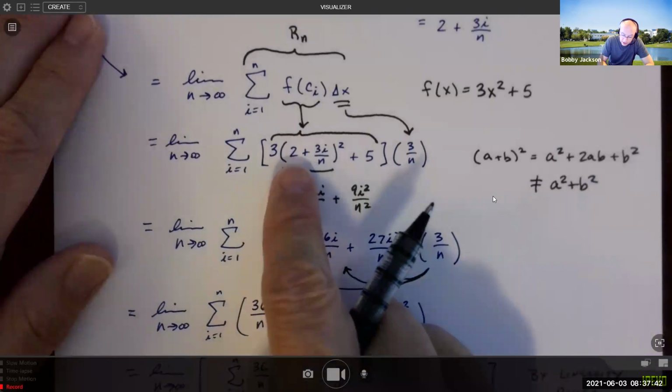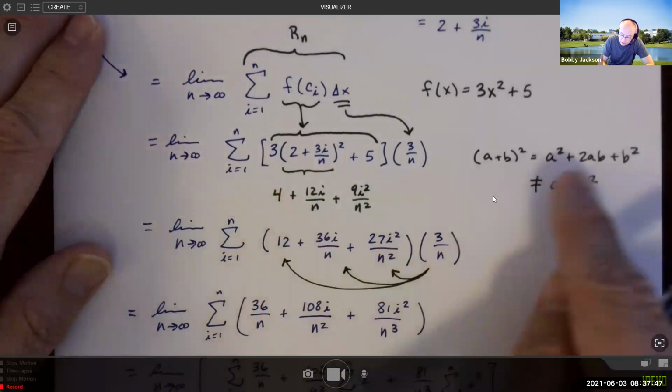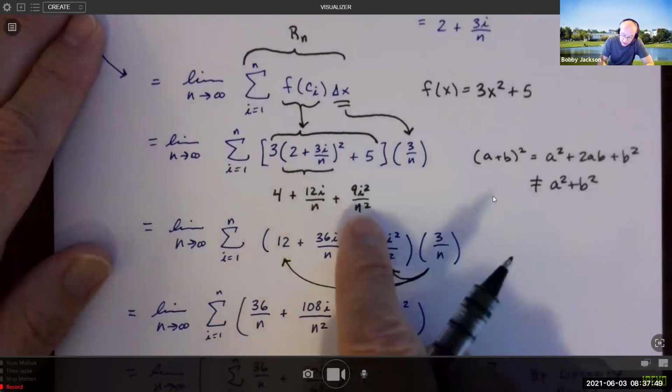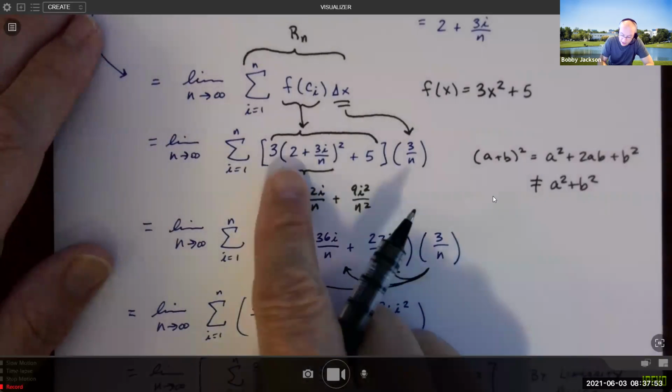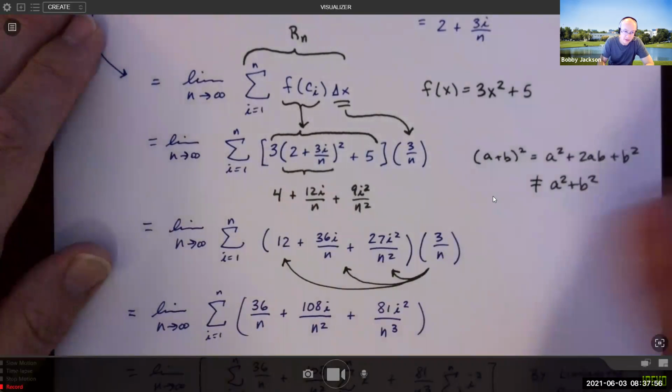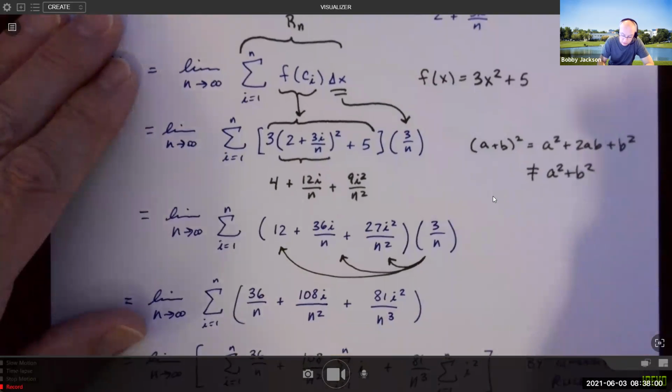So a squared is 2 squared, which is 4. 2ab is 2 times 3i over n, which is 6i over n, times 2 is 12i over n. That gives me that 2ab. And then plus b squared is 9i squared over n squared, right? So that's just squaring that out. If you want to rewrite it and FOIL it out, first, outer, inner, last, whatever you do, please make sure you correctly do this algebra.